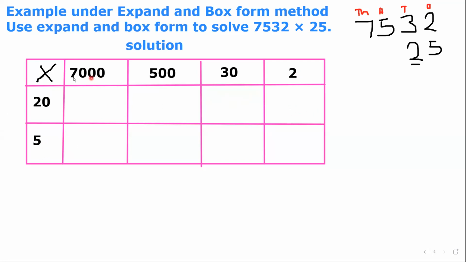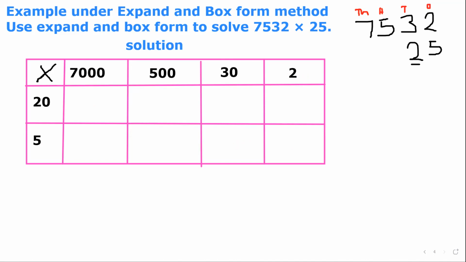5 will be used to multiply the 7,000, and the answer will be here. 5 will be used to multiply the 500, the answer will be here. 5 will be used to multiply the 30, and the answer will be here. 5 will be used to multiply the 2, and the answer will be here. And when you are multiplying these numbers, there's a trick that you have to pay attention to.